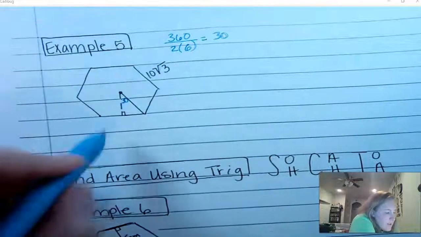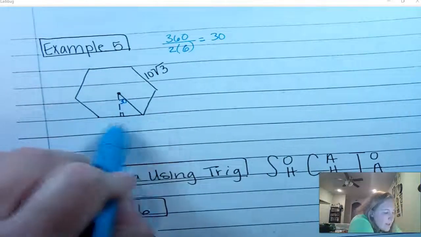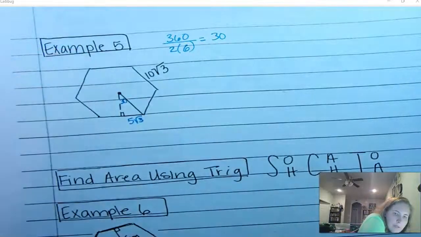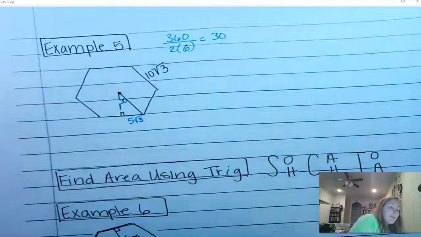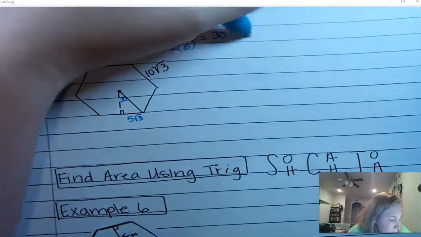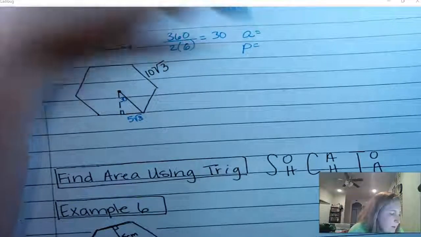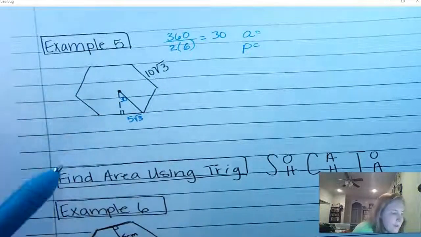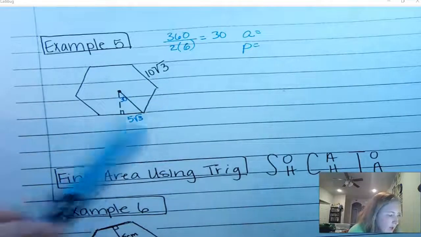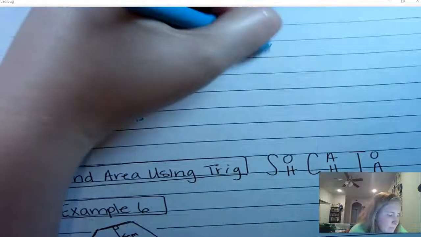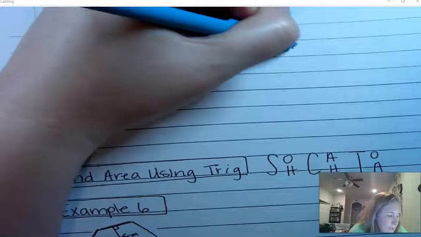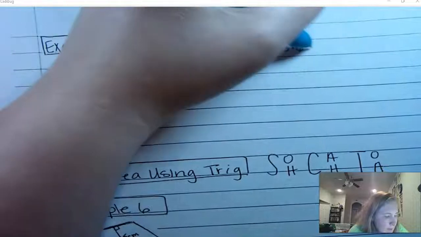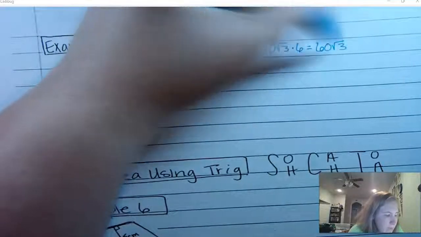We know that 10 root 3 is the length of this entire side, so we need to cut that in half to figure out the length of that side. What's really nice is that we actually already have the perimeter. So last problem we were given the radius, so we had to find both the apothem and the perimeter. This time we're given one of the sides, so we can just go ahead and figure out what that perimeter is. 10 root 3 times 6. Why is it times 6? Because that's the number of sides. So 60 root 3 is our perimeter.